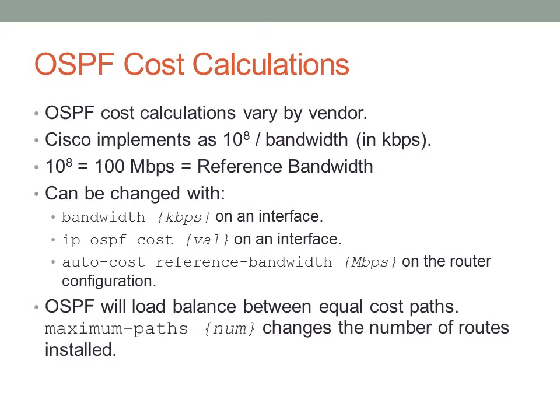links. OSPF will actually load balance between costs for equal cost paths, and again, the cost has to be equal, and it will install all of the routes that have the same cost. I believe by default that's 2, and you can actually adjust that to more with the command maximum-paths and then the number of maximum paths that you want to have.